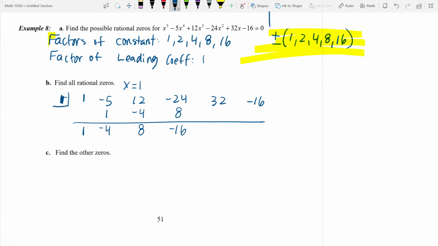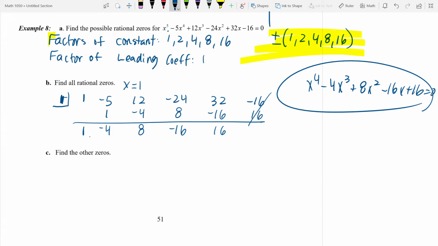-24 plus 8 is -16. Times 1 is -16. 32 minus 16 is 16. 1 times 16 is 16. No remainder, and we're good. Okay? I know I have a rational 0 at x equals 1. This fifth goes to a fourth. Just don't write this down, but look. x to the fourth minus 4x to the third plus 8x squared minus 16x plus 16 equals 0.